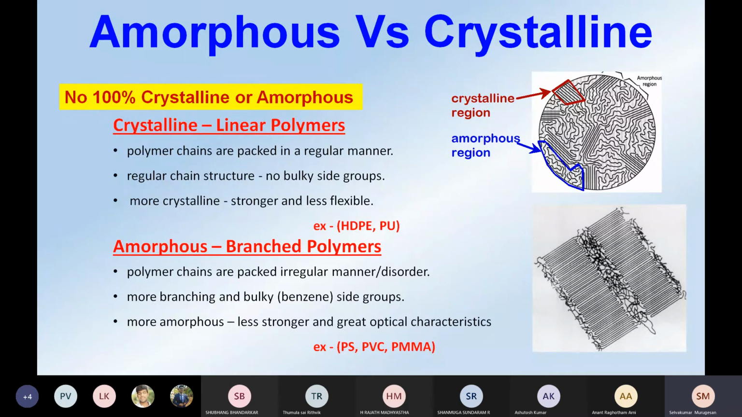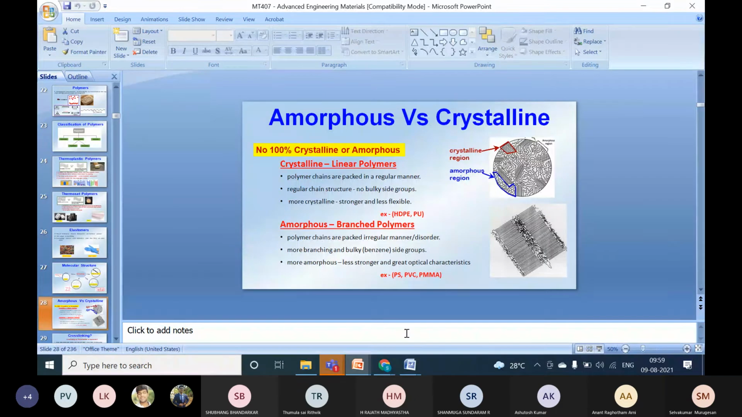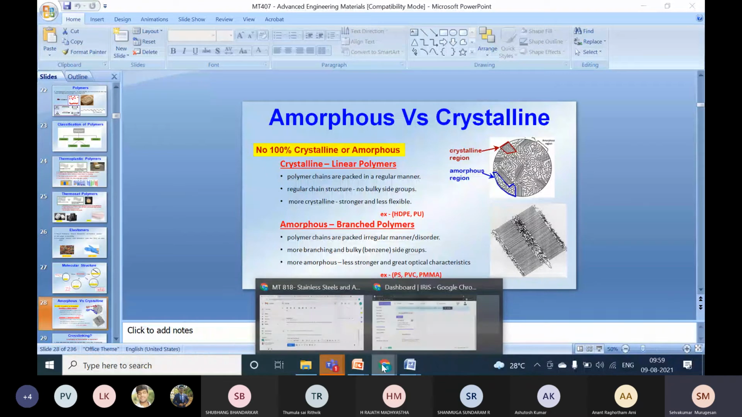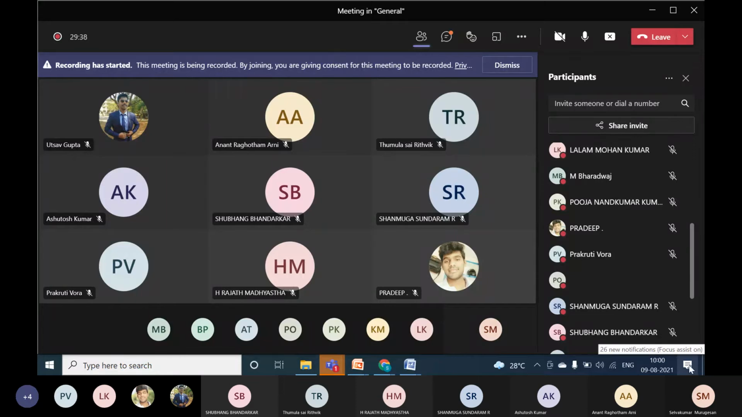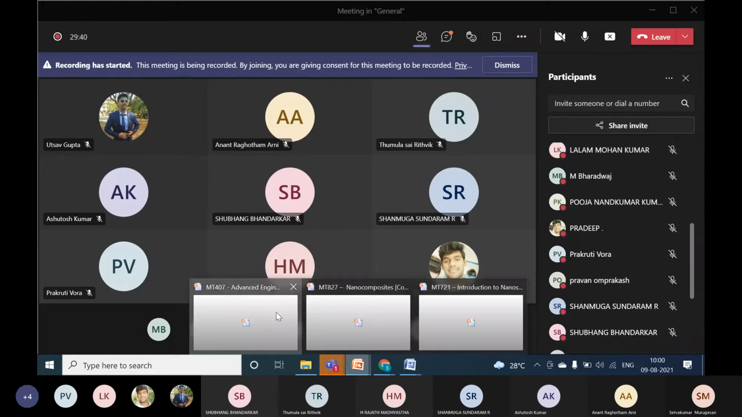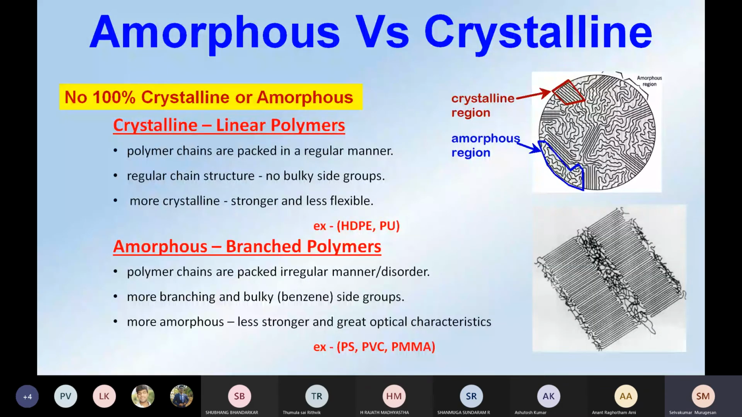By the way, how do you analyze this, 50% or 60%? Bharatwaj, any idea? You have studied material characterization. Do you remember any techniques where we can study the percentage content of crystalline and amorphous? So do the homework, maybe next class we can discuss. Try to find out the characterization techniques to determine the amorphous content or the crystalline content in materials.